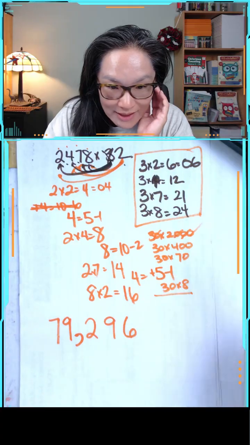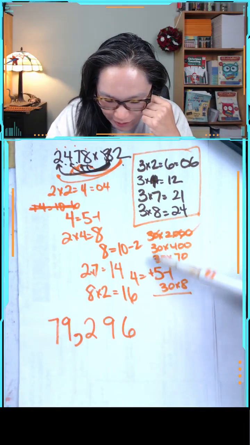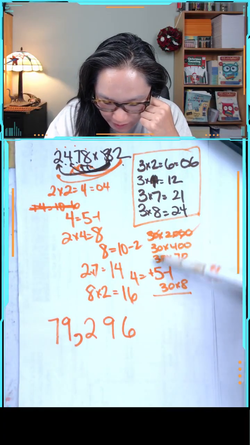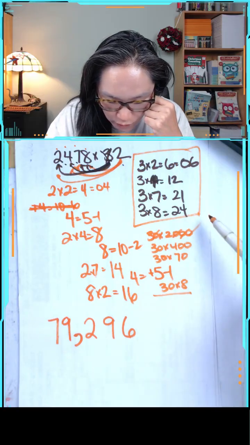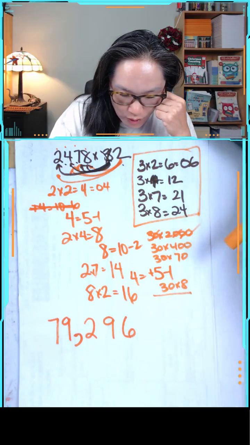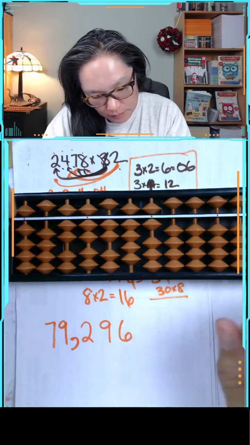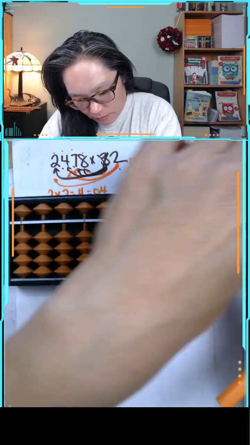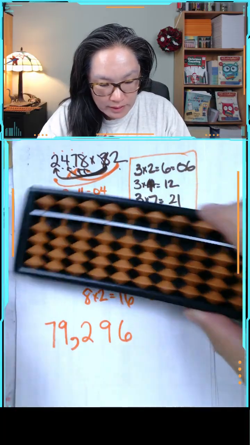The zeros can stay in my head. Be careful with the zeros when it comes to multiplication, because you can get really confused really quick. You don't want to put too many zeros on the abacus. You know what I mean?